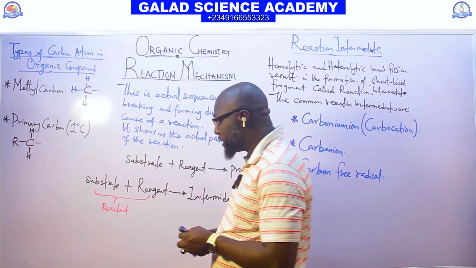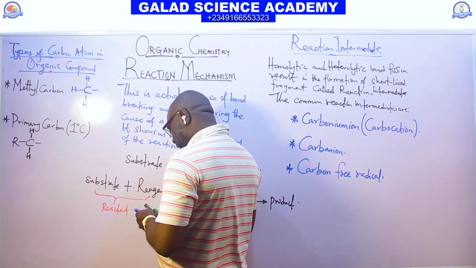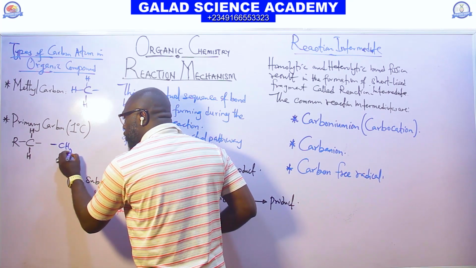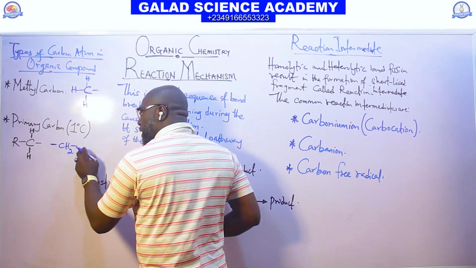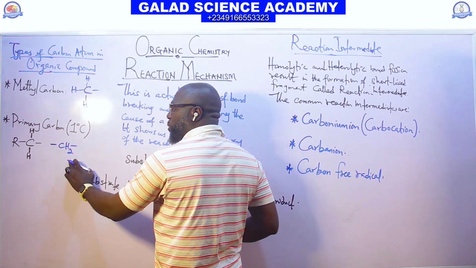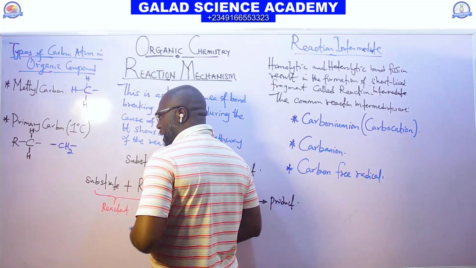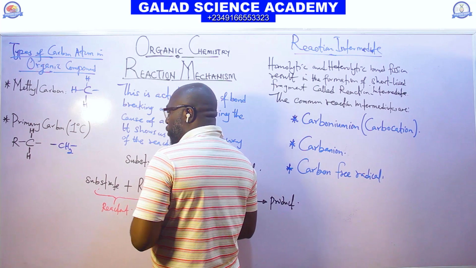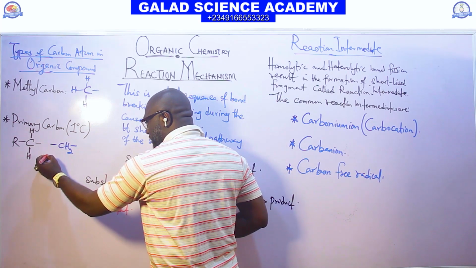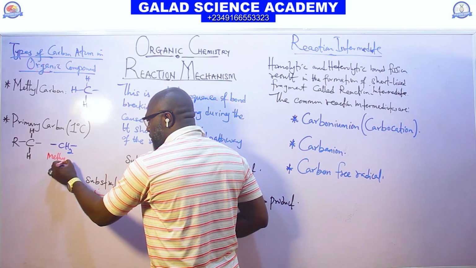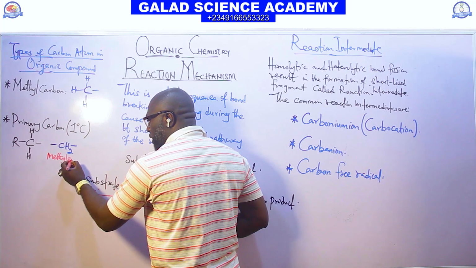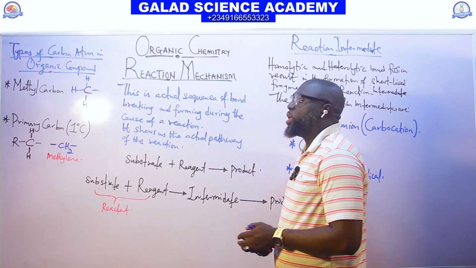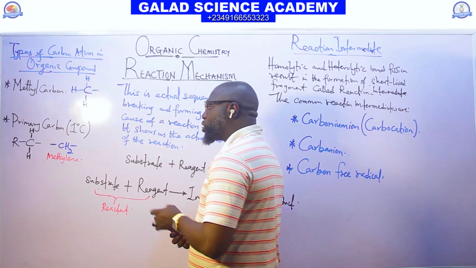And we also have another carbon called methylene. Look at methylene: you can have a carbon like this that has two hydrogen atoms, but has no alkyl group here. So this kind of carbon, you call it methylene. Please note it.